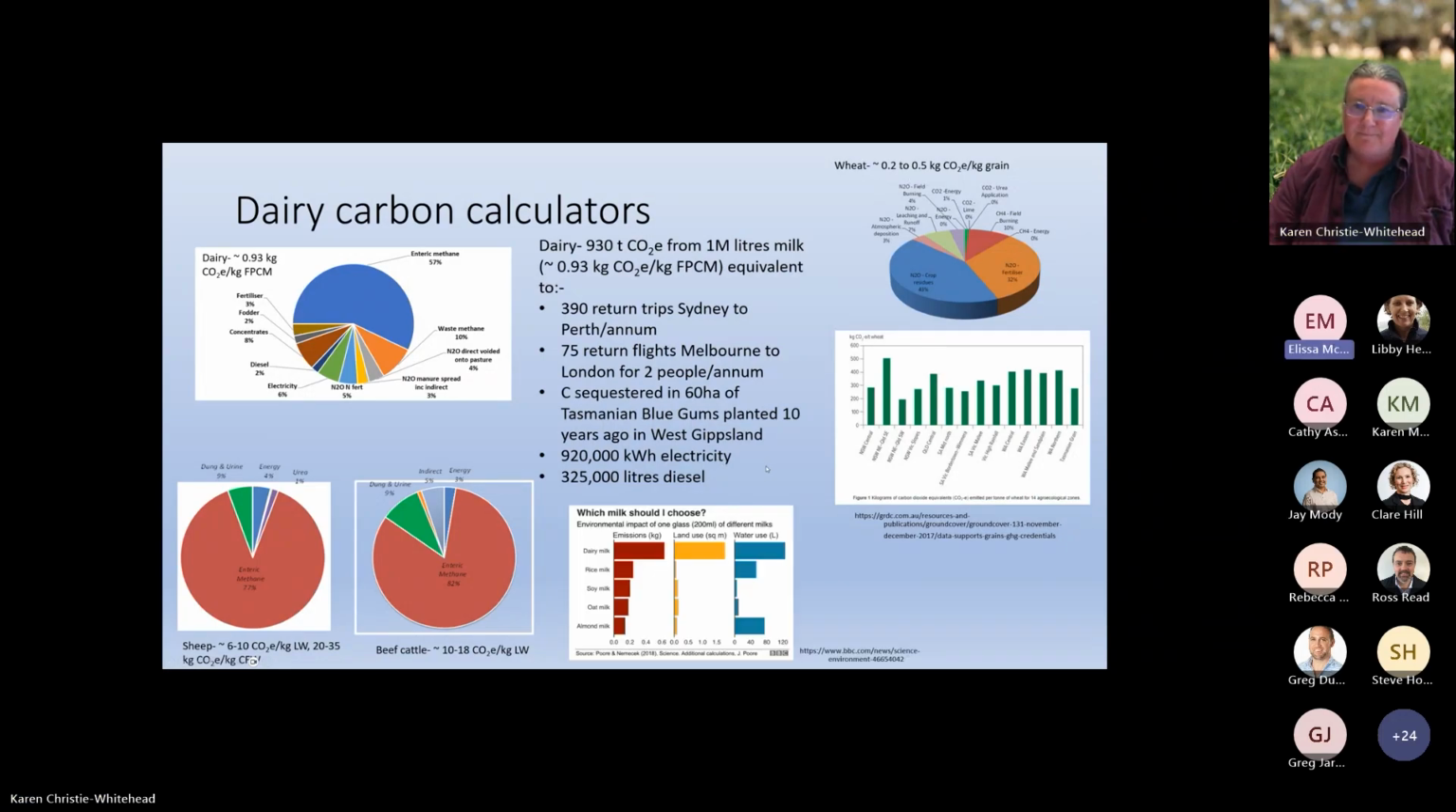The other important thing to highlight here is that Australian dairy is already one of the world's top performers in terms of having a low emissions intensity for our milk production. And so we are focused, obviously, on trying to retain that performance level.